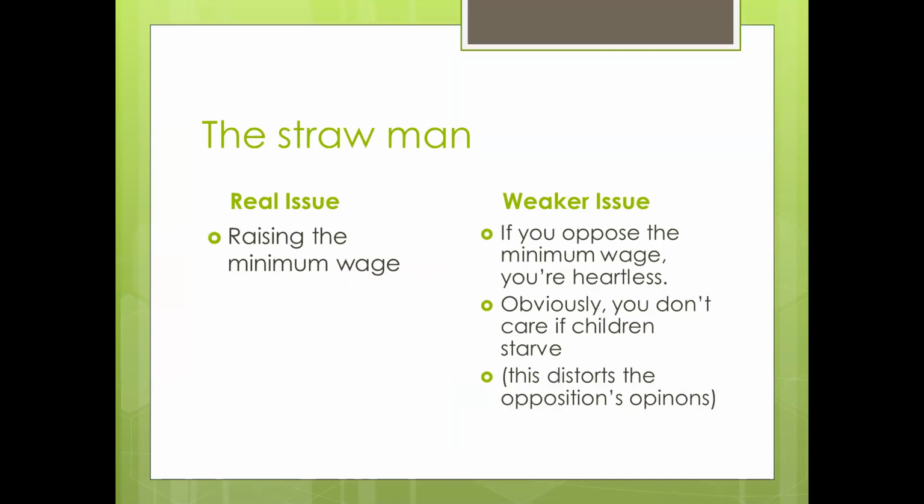The straw man is another very common example in politics. If the real issue is raising the minimum wage, someone would set up a straw man, or a more readily available target or weaker issue, to distract from the main point. So if you oppose the minimum wage, you must be heartless. Obviously, you don't care if children starve. Well, that distorts the opposition's opinions. Are we talking about raising a minimum wage, or are we talking about starving children? One thing does not necessarily relate to the other.